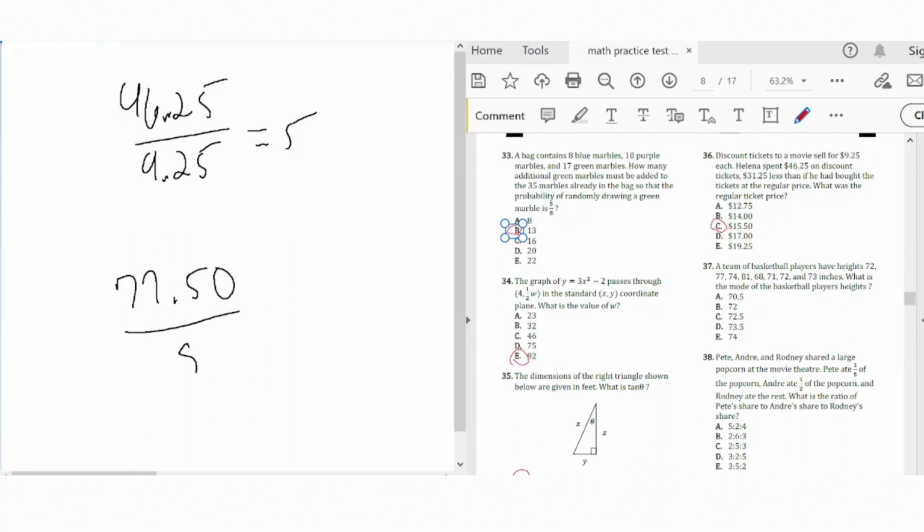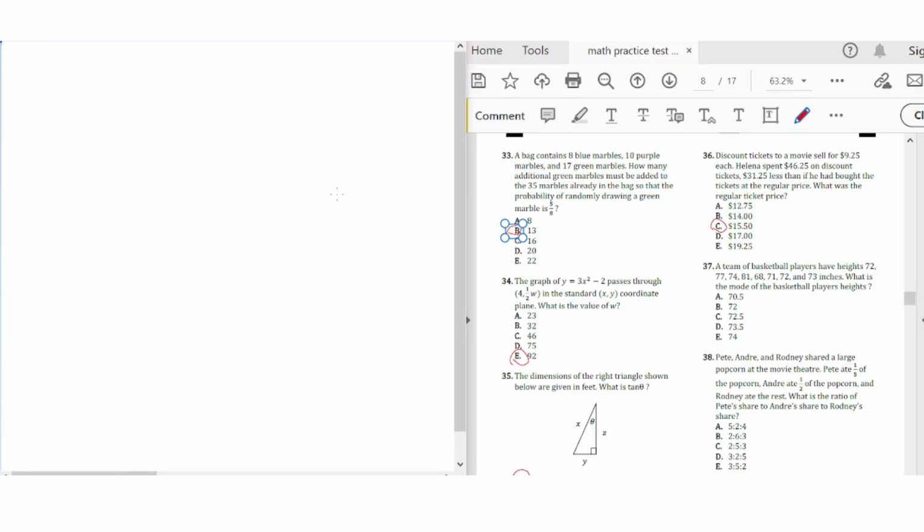Moving on to 37. A team of basketball players have heights 72, 77, and so on. What is the mode of the basketball players' heights? So, this is a measure of central tendency problem, and the measures of central tendency are mean, median, and mode. What we have to worry about here is the mode. Don't get that confused with the mean or median.